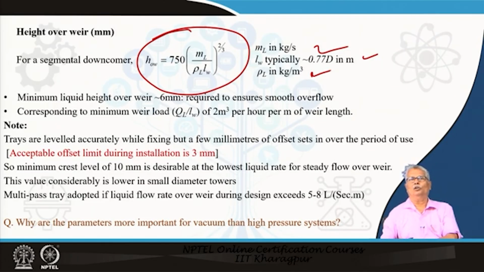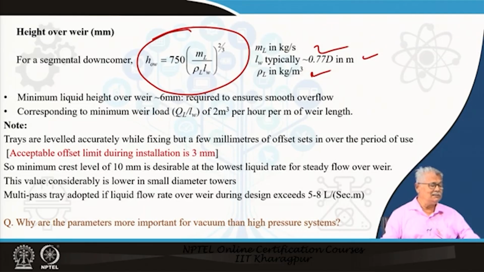Corresponding to the minimum weir load, we usually try to keep at least 2 meter cube per hour per meter of weir length. So, if I just know what exactly is my QL, which is my liquid flow rate, approximately I can find out the LW by considering the weir load to be around 2 meter cube per hour, and we also know that your LW is roughly around what percentage of your total tray diameter. We can have a cross check estimate of the diameter as well.